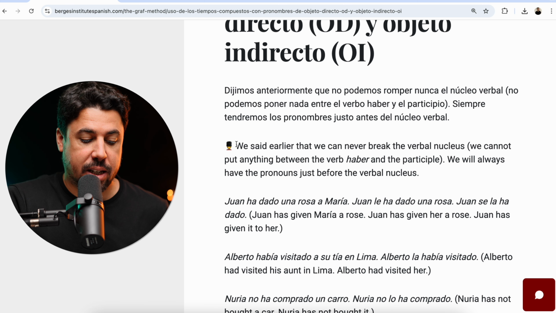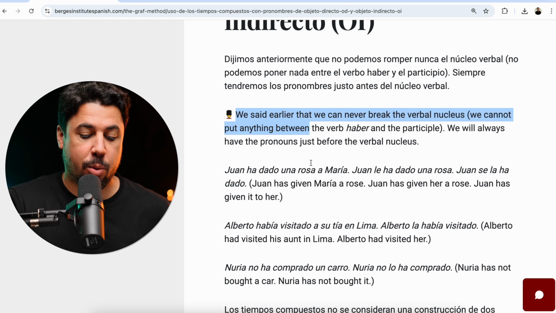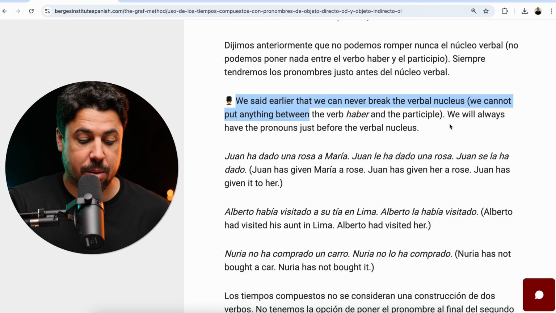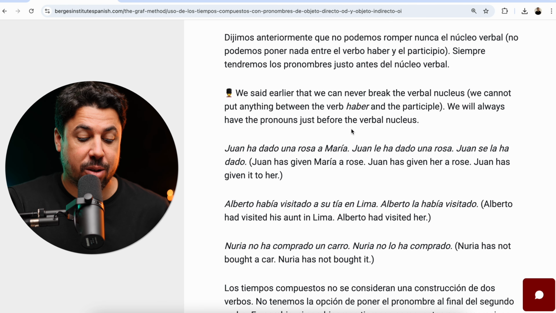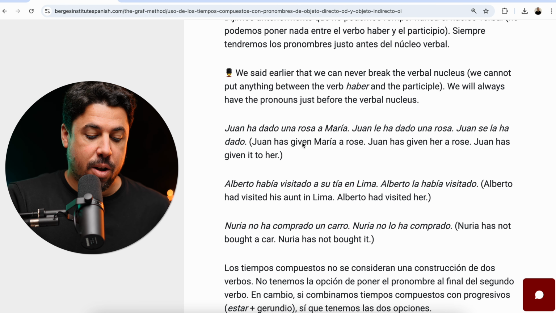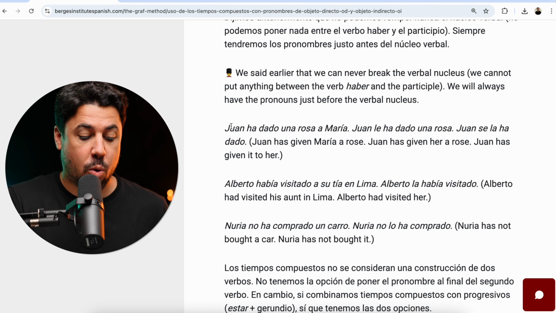So let's talk about using the compound tenses with the direct object pronouns and the indirect object pronouns. It says, we said earlier that we can never break the verbal nucleus. We cannot put anything between the verb haber and the participle. So we will always have the pronouns just before the verbal nucleus, but not in between. So Juan has given María a rose. Juan ha dado una rosa a María. Juan le ha dado una rosa. Or Juan se la ha dado.